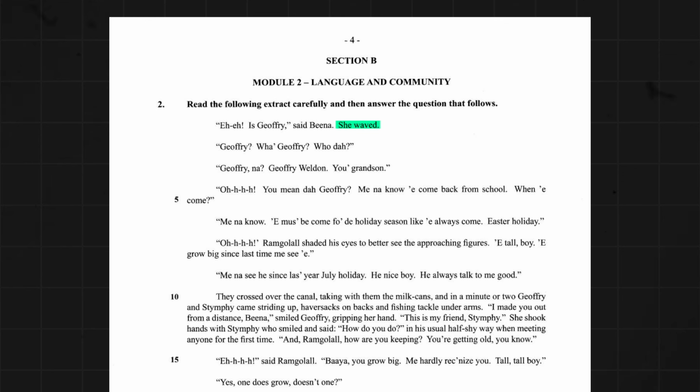Additionally, there's the instance of Ramgalal using his hand to shade his eyes. Though the extract stated this, it still communicates that he needed to see the approaching figure a little better, maybe because of some sun glare or something. But a win is a win.